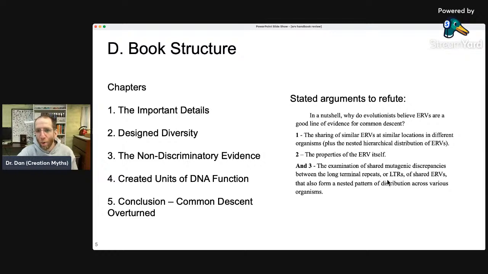Long terminal repeats, they don't have to be in the LTRs. If it's a complete ERV, it can be anywhere in the ERV. It's just in the ERV-derived sequences. So like 3, good enough. So credit where it's due. We have what I think is an honest attempt here to present the arguments that he intends to refute. It doesn't look to me like we're strawmanning here, which, good.